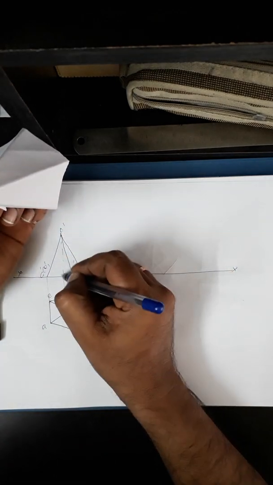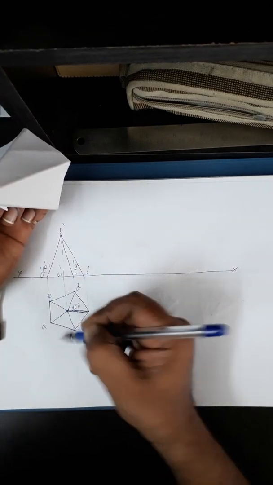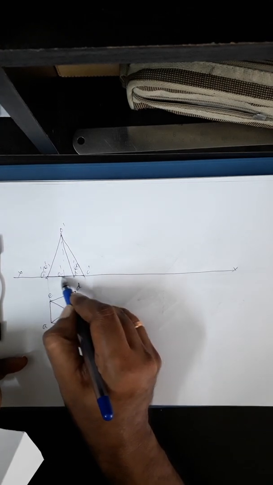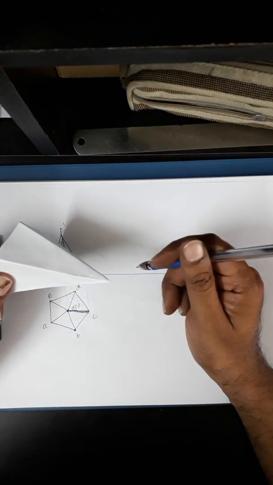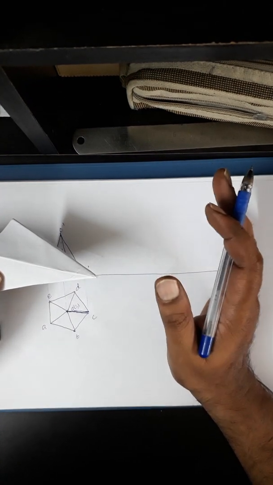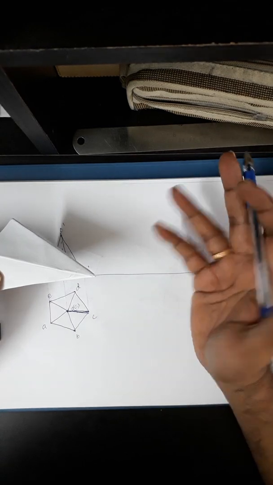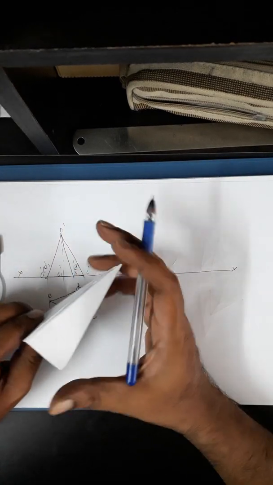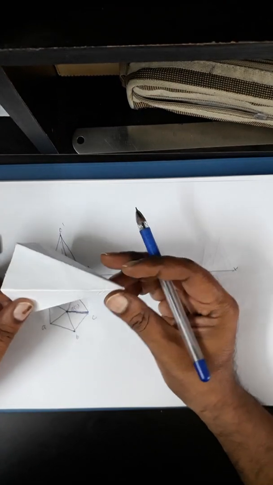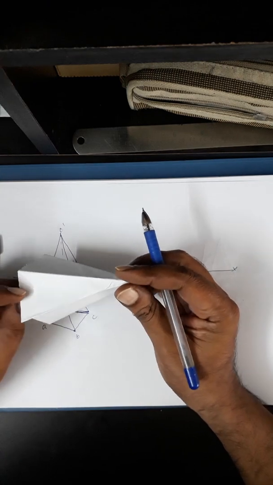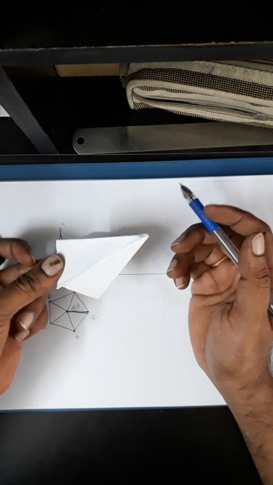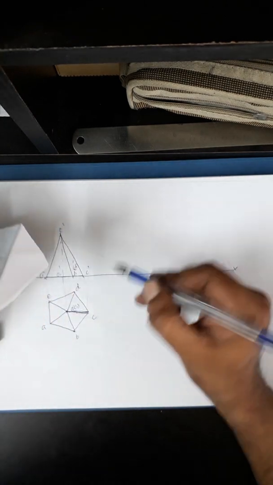O dash, 1 dash. A triangular pyramid resting on one of its base corners on HP such that the axis is inclined at 30 degrees to HP, or they can give you the base inclined at 90 minus 30, so 60 degrees, to HP. So the axis is inclined at 30 degrees to HP when resting on the corner.